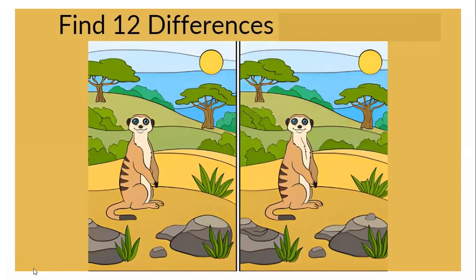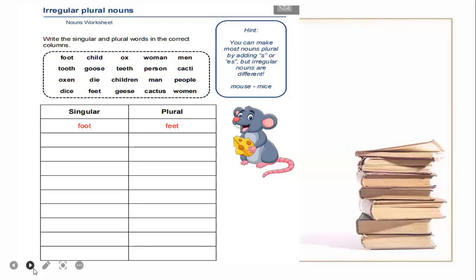This is irregular plural nouns. Singular means one, only one noun, and plural means two or more persons, two or more objects. You understand that? Singular and plural. So you just have to write. The choices are here. It's easy.